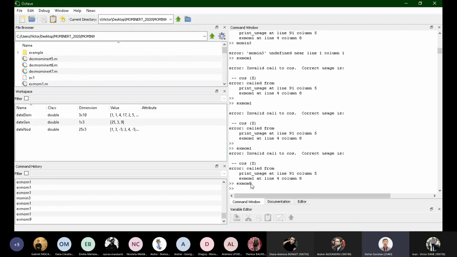xmom9. Where is the directory? The current directory is this one. It's okay. Let's check that. Do you have this input? Where?